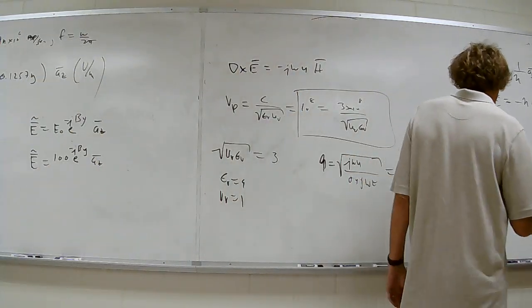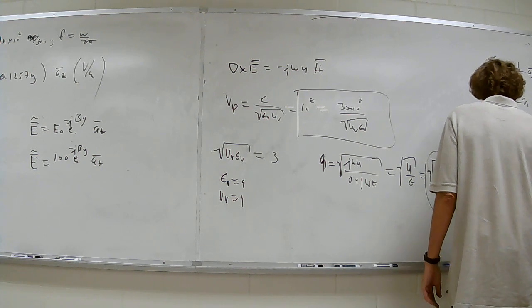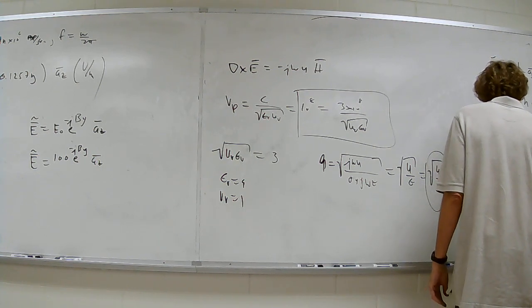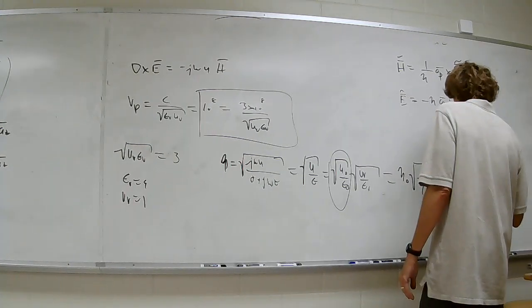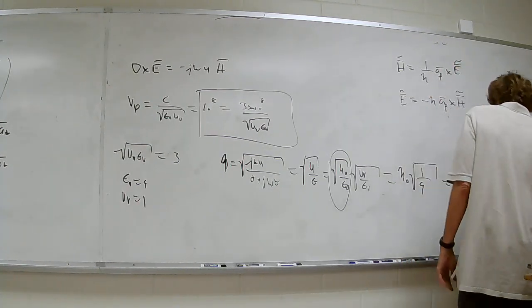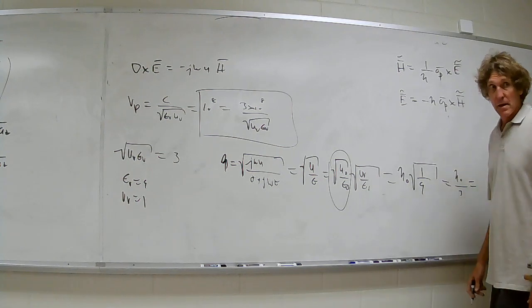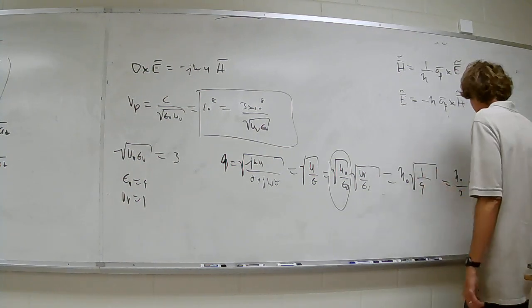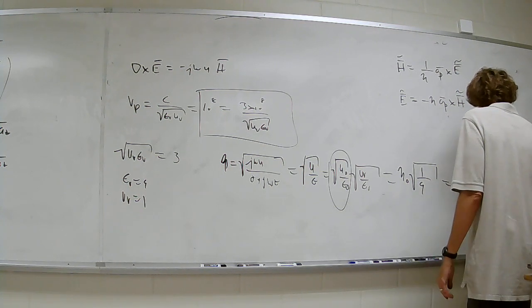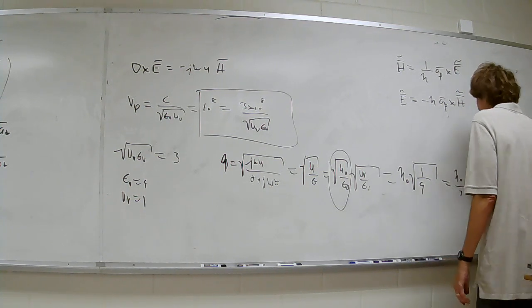So really, this is eta naught times the square root. Mu relative, you said, is 1. Epsilon relative is 9. So it's really eta naught over 3. 40 pi. Yeah, so 120 pi divided by 3 is going to be 40 pi ohms. All right, we've got that.